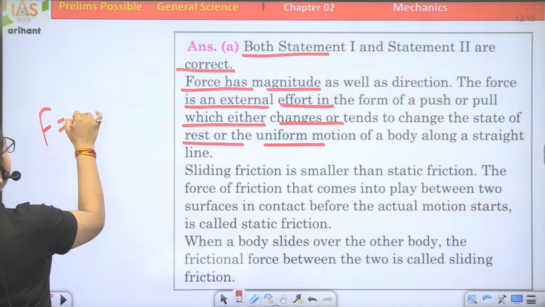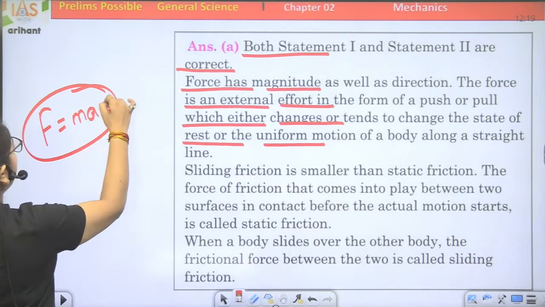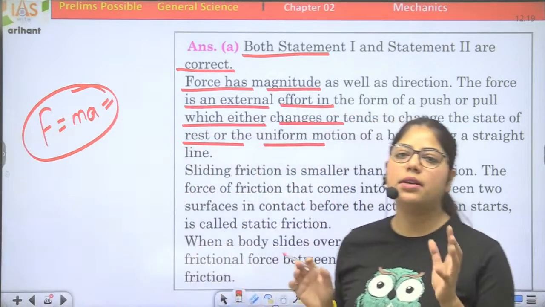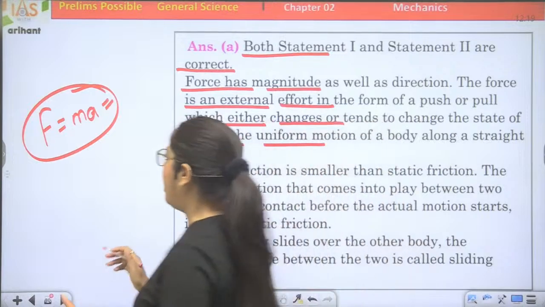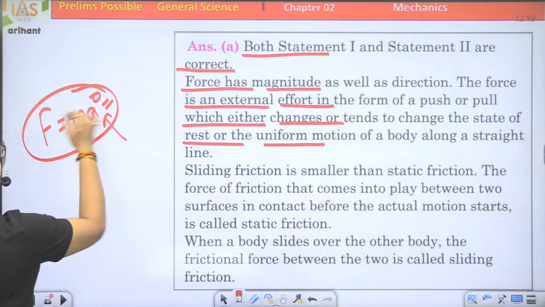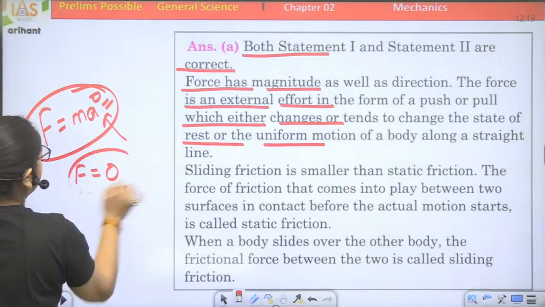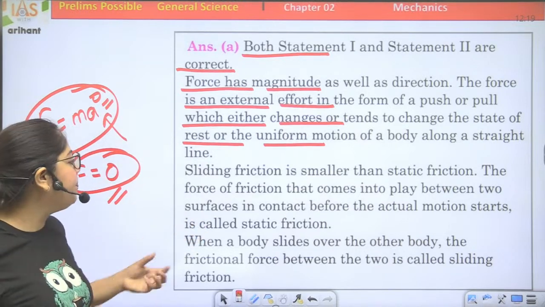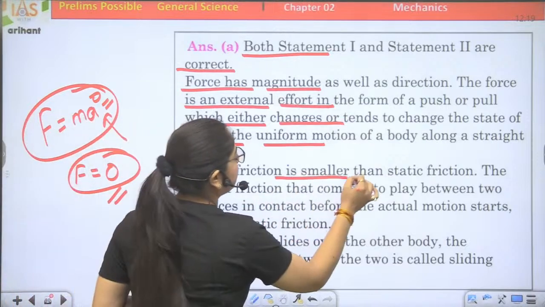F is equal to ma. That means force is directly proportional to mass and acceleration. If acceleration gets 0, force ultimately gets 0. Clear? The body experiences 0 force, right? And sliding friction is smaller than static friction.